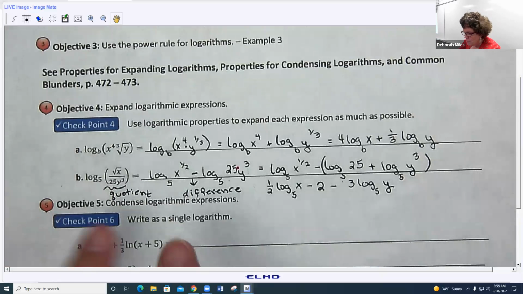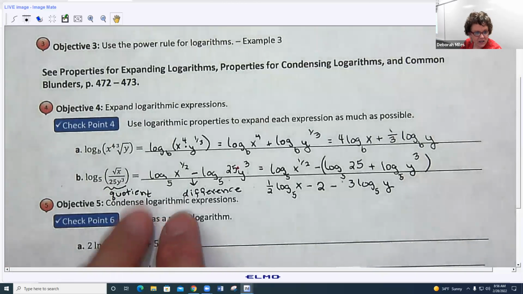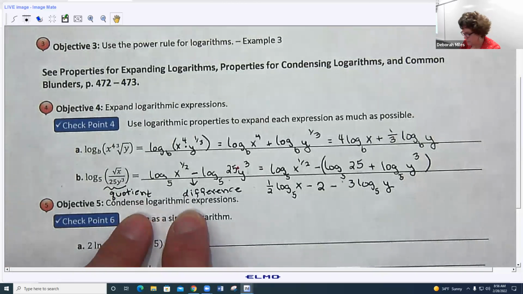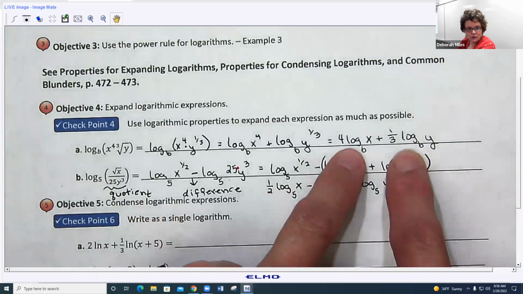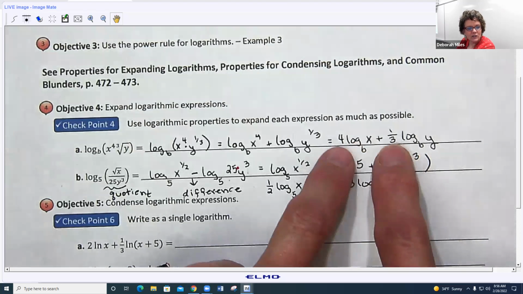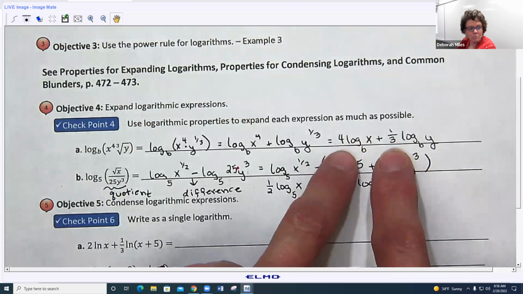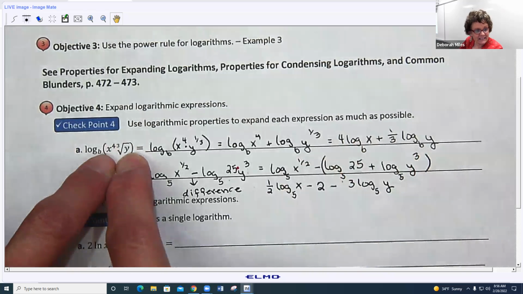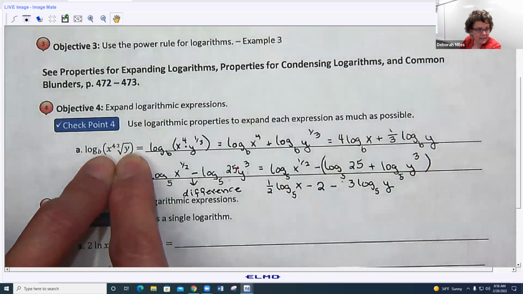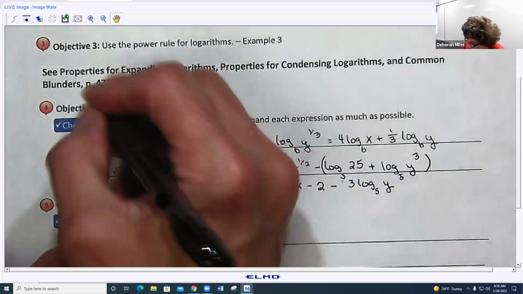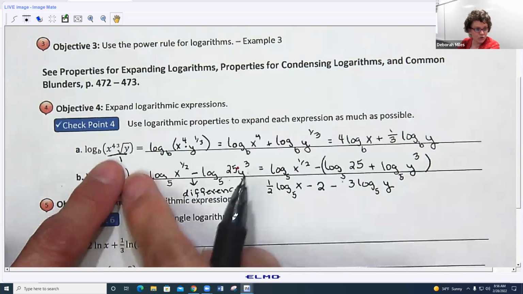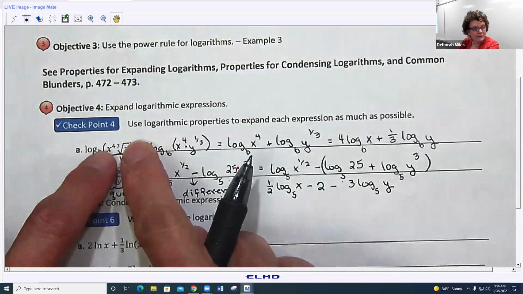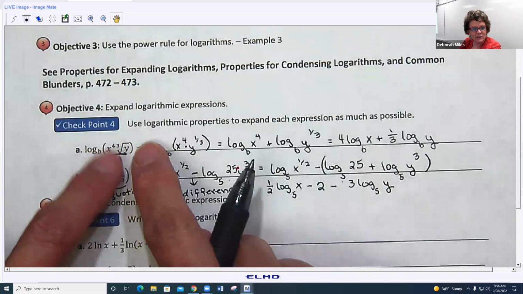All right. Before we go on to condensing logarithms, I want you to notice something. In this first answer, both of these coefficients in the A part were positive, and both the x and the y were in the numerator. I mean, I could put them over 1. I don't need to, but they're both positive. That means they both have positive exponents.